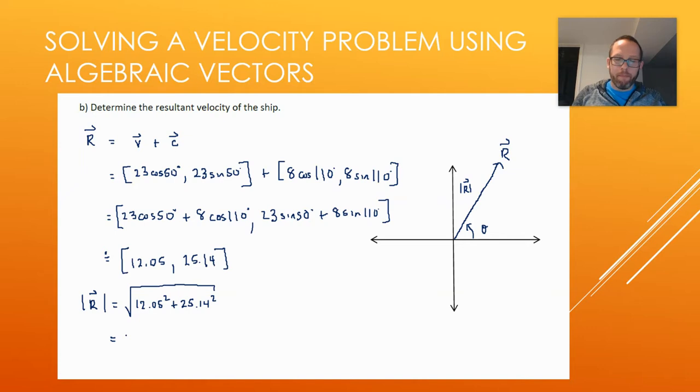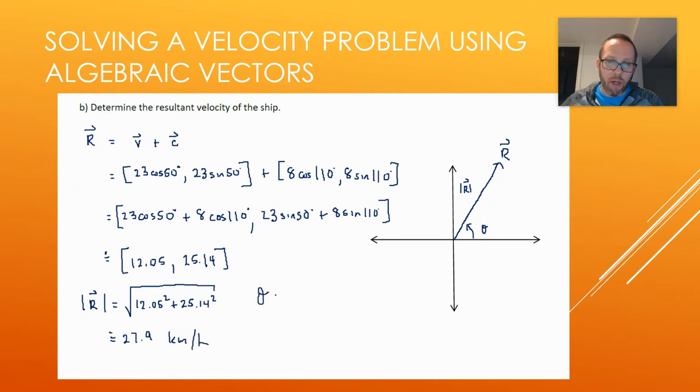Let's just do that right now. 12.05 squared plus 25.14 squared. And oh shoot, I cleared that. 12.05 squared plus 25.14 squared. I got about 27.9. And that would be kilometers per hour.